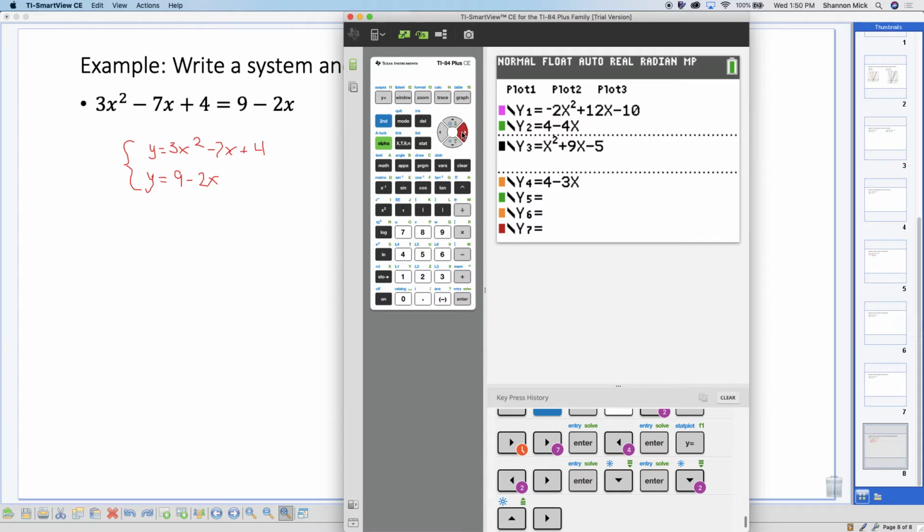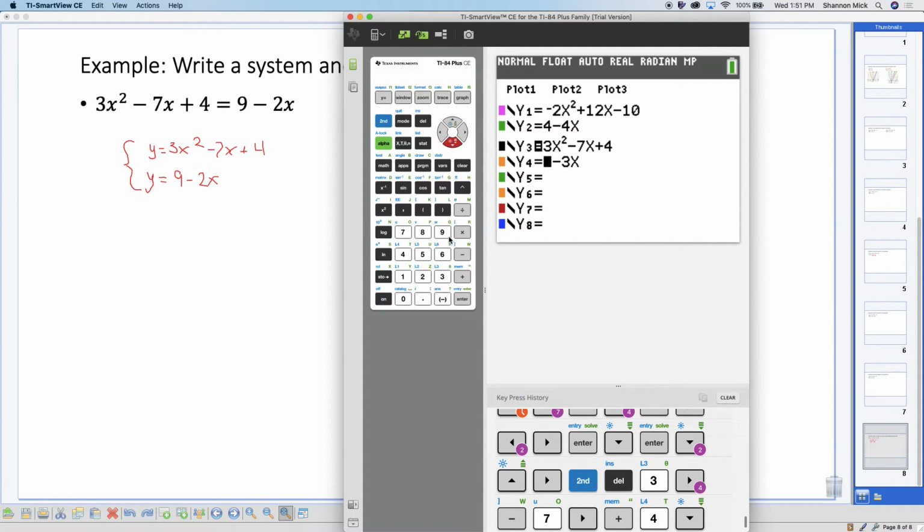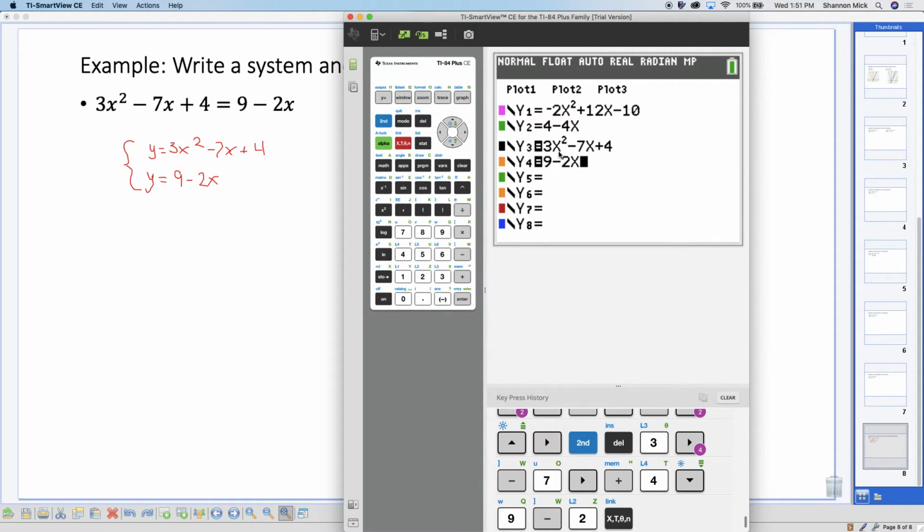Okay, so we have 3x squared minus 7x plus 4. And 9 minus 2x. You got it in? Okay, now before we do anything else, hopefully you just wrote over yours.